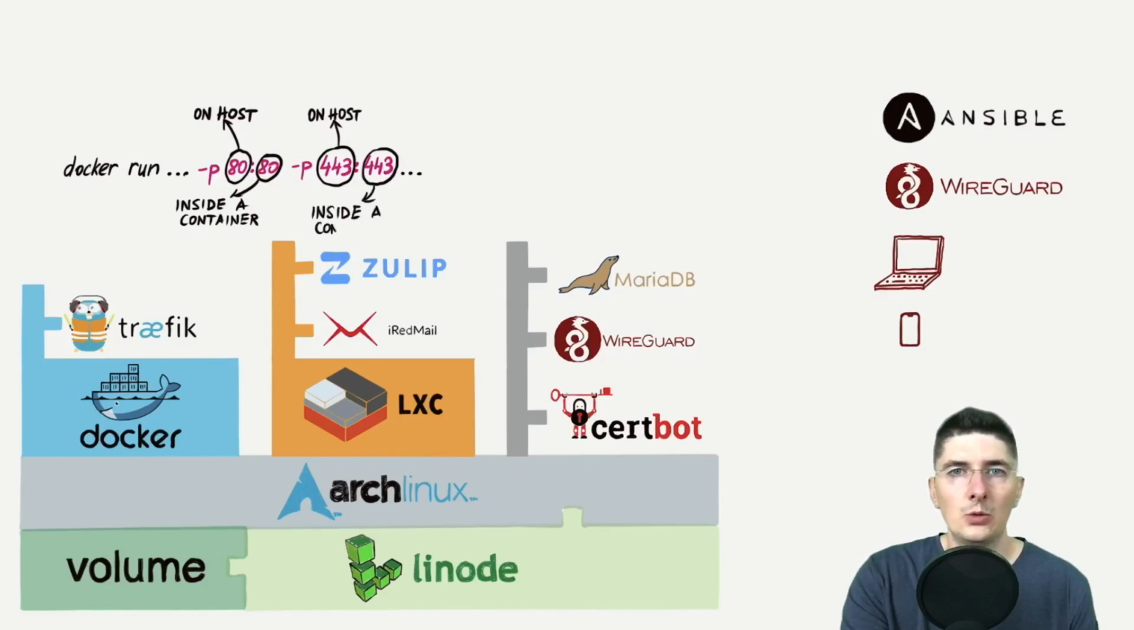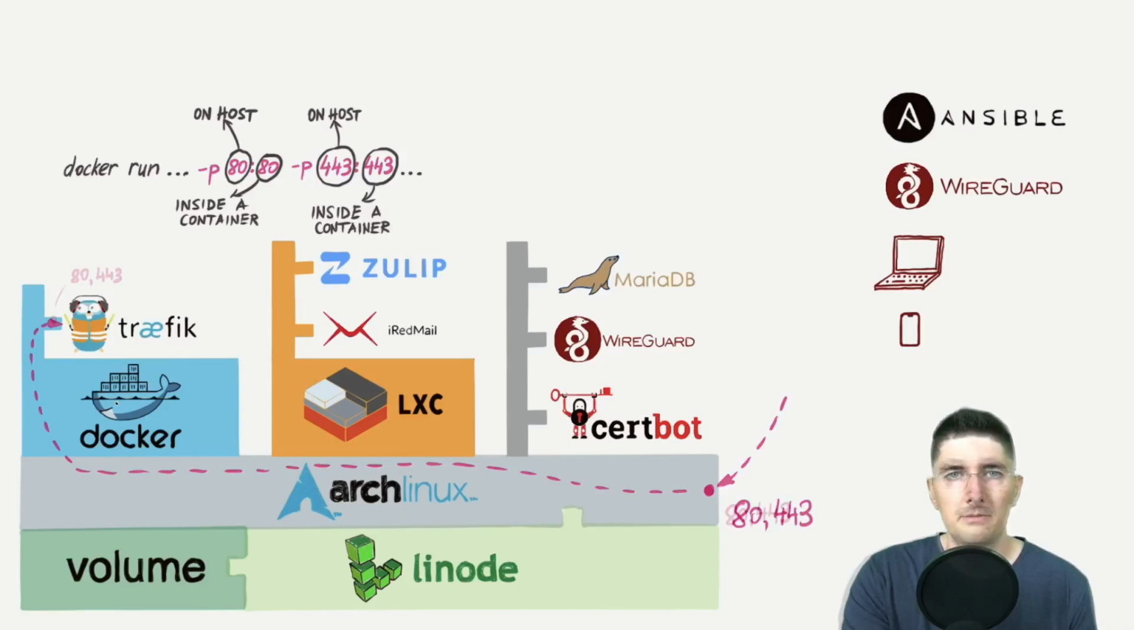So all we need to do is map both port 80 and port 443. That way, when something comes to the public interface on either of those ports, it will be forwarded to the Traefik container. Nice thing with Docker is that it will automatically add any necessary firewall rules.